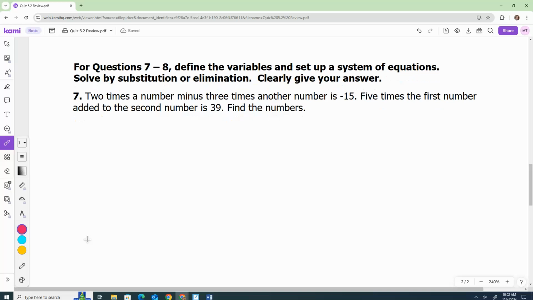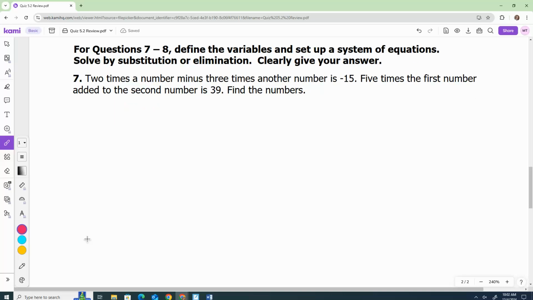Okay, with these, there's a few more points because you do have to take the time to define your variables, and you do have to write out your answer at the end. If you do not define your variables, you are losing points even if you get everything else correct. So the directions will tell you. Make sure you are defining those variables. Let's take a look at our problem.